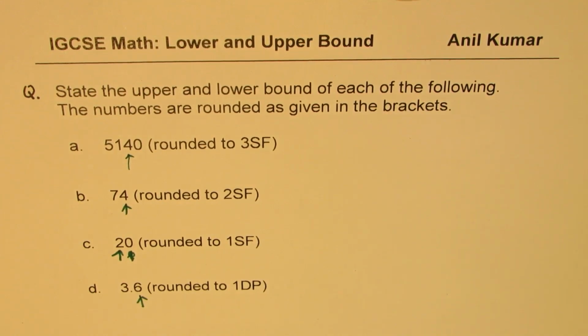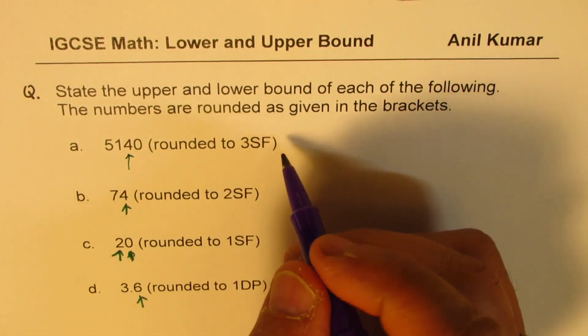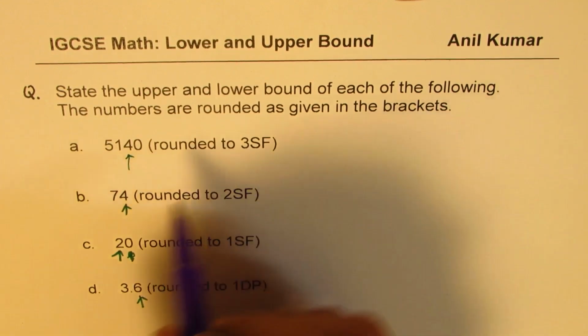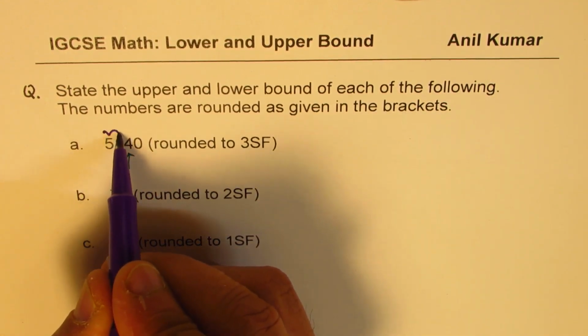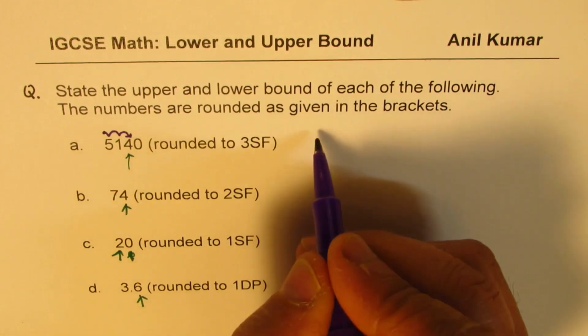Okay, so let's look into what kind of rounding was done. When we say 3 significant places, we are counting the first, second and third number, and that is in tens, right?